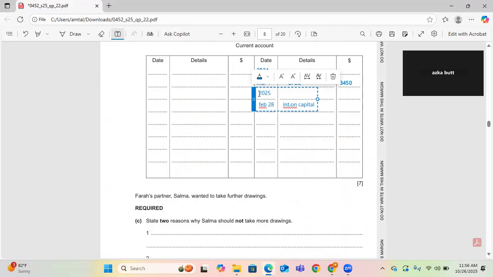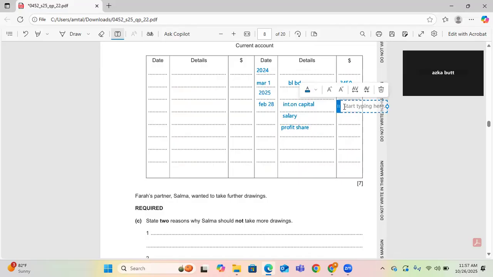Interest on capital, and then we have the next thing that is salary, and then we have the profit share. So interest on capital was 1040, and the salary was 11,200, and the profit share was 7422. Now let's fill this side.